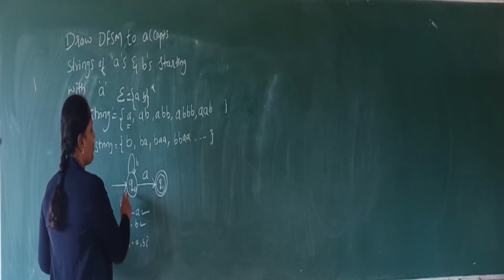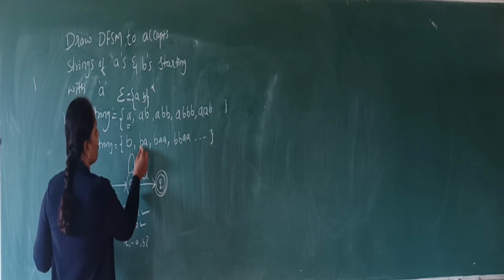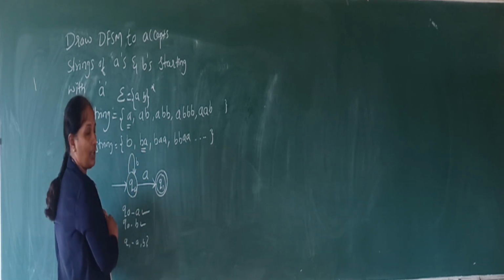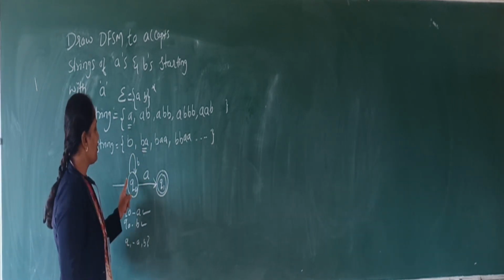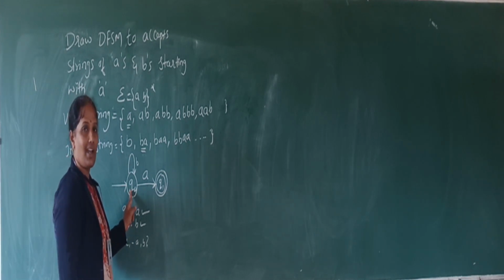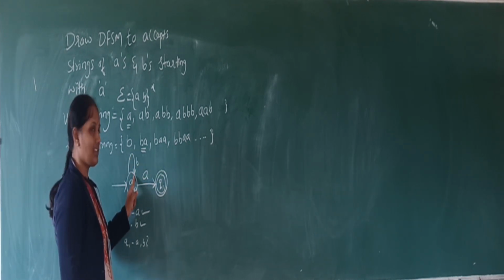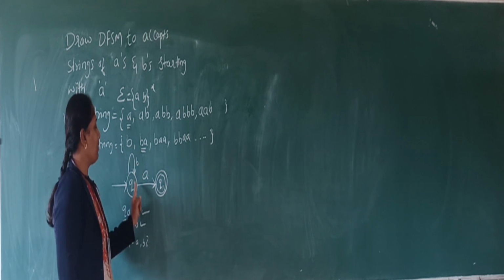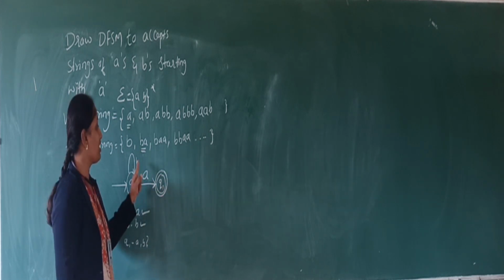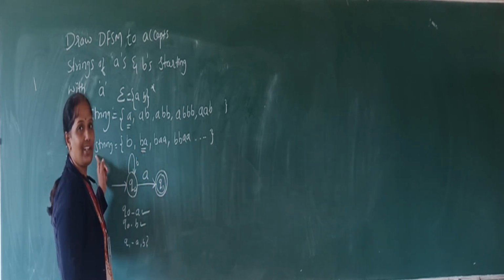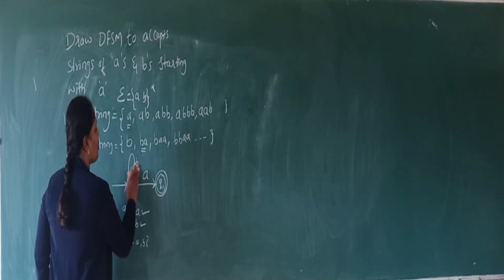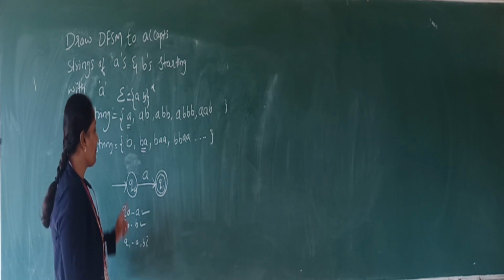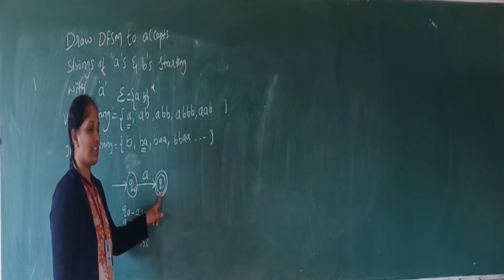Suppose the string BA comes. It starts from the start state. When B comes, it will accept it, and when A comes, it will move to the final state. So it starts accepting an invalid string. So I can't show a loop here. Next, check out the Q1 state.